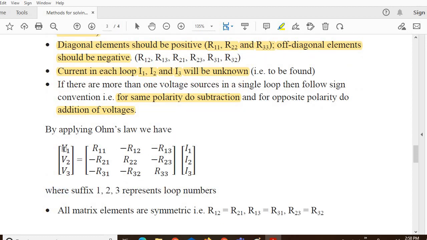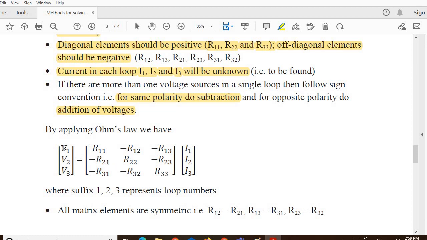Now this is the standard equation where we are considering 3 loops as per the example that we have taken. If there are n loops, we are going to form an n by n matrix. So the number of loops will define the order of the resistance matrix, and it is always going to be a square matrix. For example, we have 3 loops, so we are going to have a 3 by 3 matrix. For 2 independent loops, the matrix will be 2 by 2, and so on.